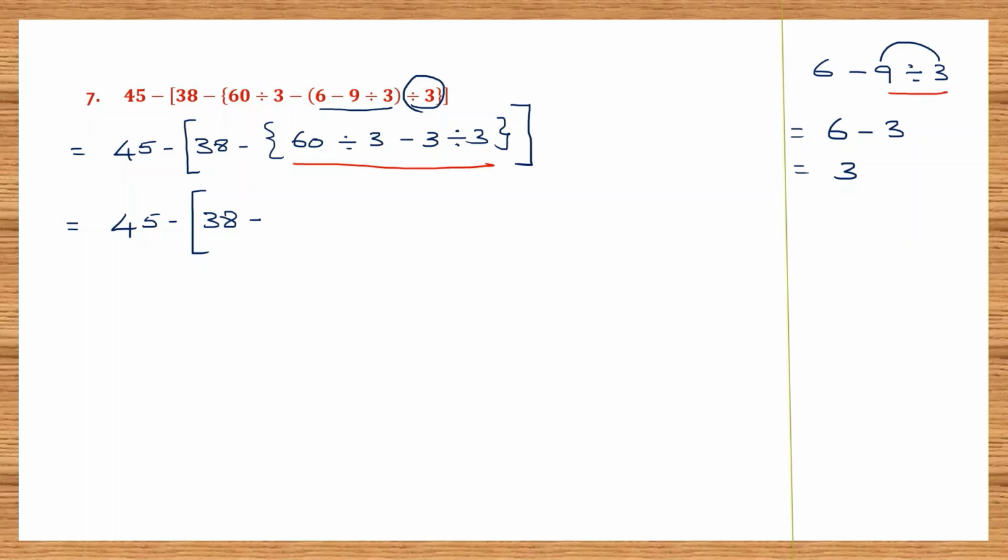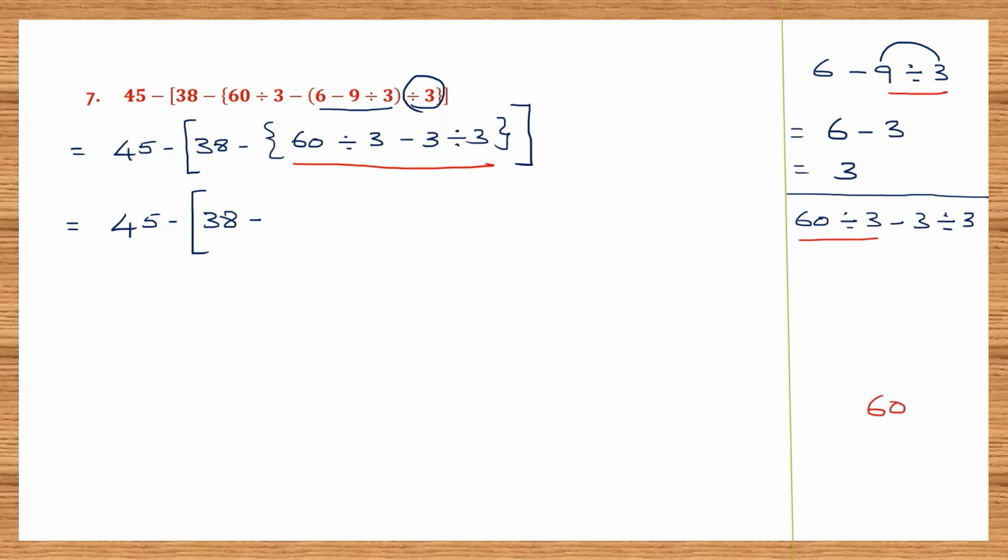Now let's work out what is within the curly brackets. So here what do we have? 60 divided by 3 minus 3 divided by 3. So here we have division and subtraction. So let's do the division first. So first let's divide 60 by 3.